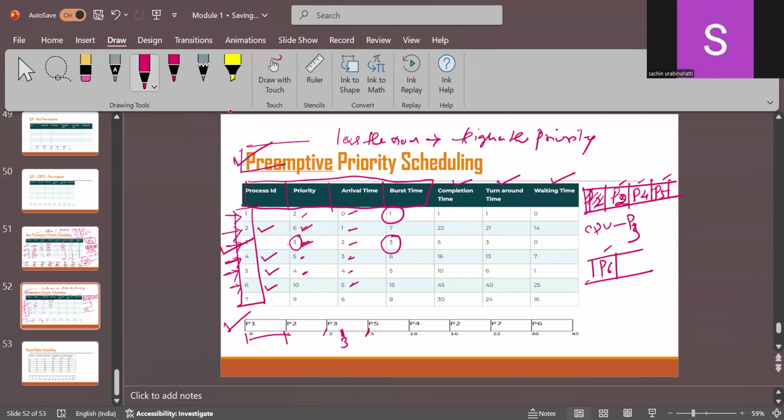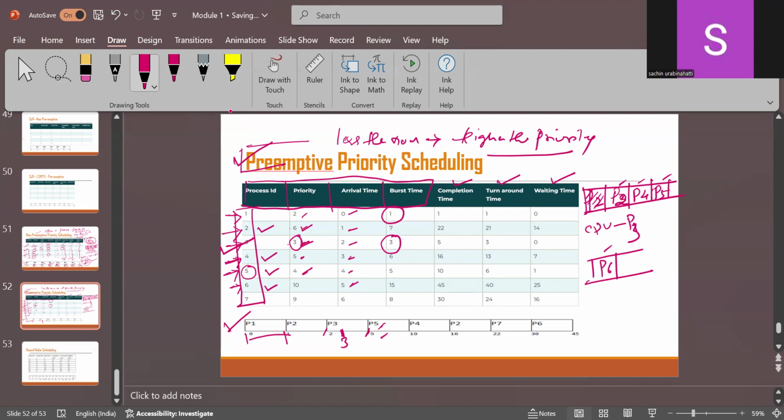Looking at all this, tell me whose priority is having the lesser number. It is 6, it is 5, it is 4, and it is 10. So definitely P5 is having the lesser number. Lesser the number, higher the priority. So which is the next process which will start its execution? It is definitely P5. That is why here P5 starts its execution.